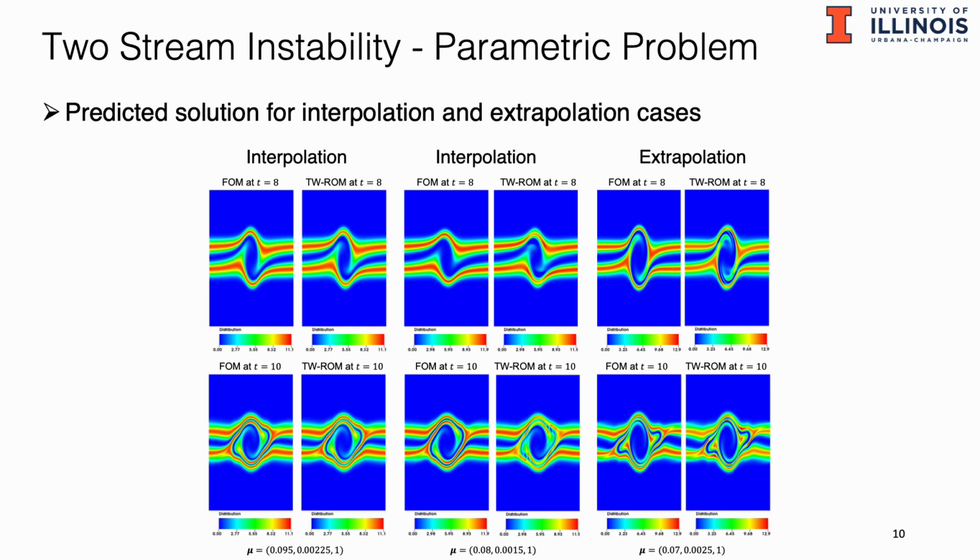Here we are showing the predicted solution for interpolation and extrapolation cases at t equals 8 and 10. We could see that for the first case, it predicts the solution accurately, and for the second and third cases, despite some discrepancy in the solution, it can capture the overall shape and also the occurrence of the instability, which is at t equals 8.